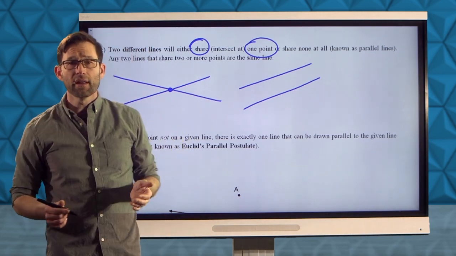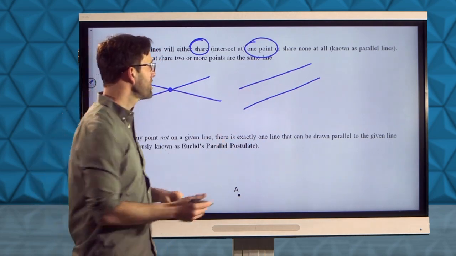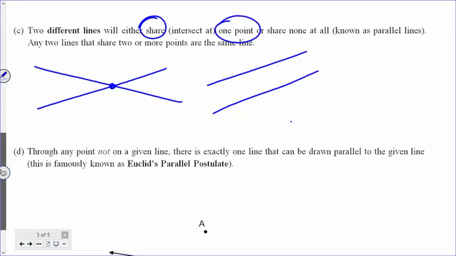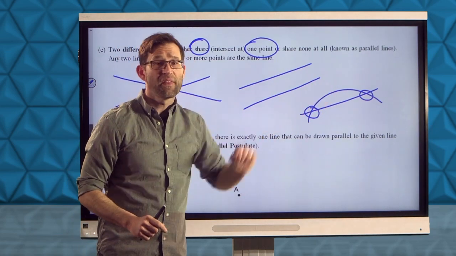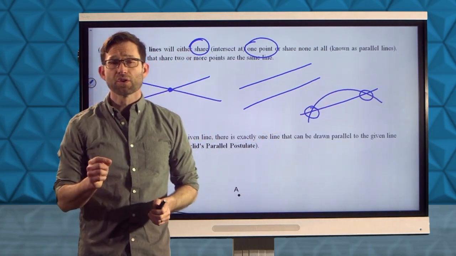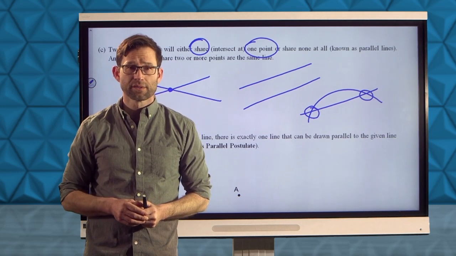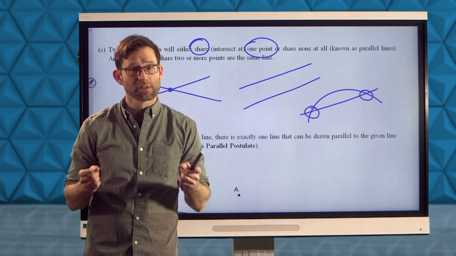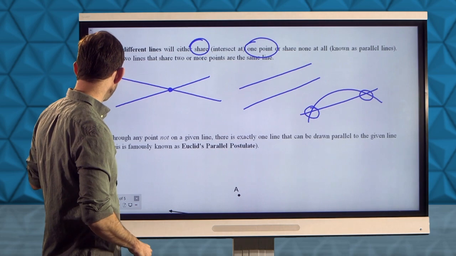The only way that we can get curves that intersect more than once is if they aren't lines. So if I had a line, and I had another curve like this, they would have to intersect twice, and that's fine, but then that's not a straight line. So straight lines either don't intersect at all or intersect once, or intersect an infinite number of times, but that's only if they're the same line. All right, let's take a look at another one.